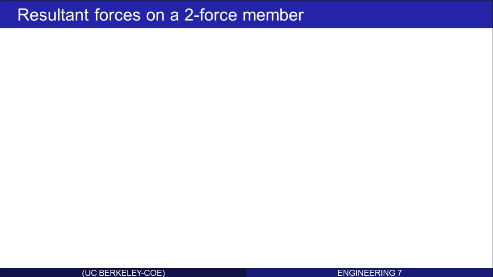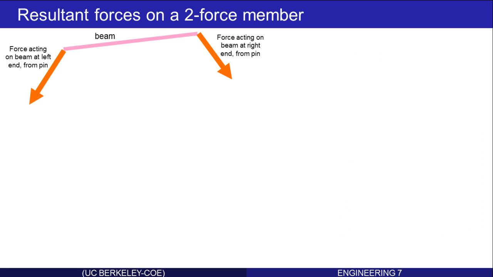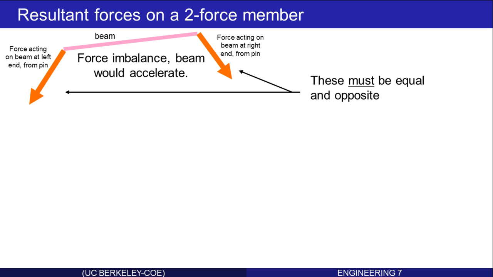Each beam has a force acting on each end from the pin that it's in contact with. So there's a single force on the end of each beam. Here I've drawn a beam with a force acting at its left end from the pin that's there, and a force acting on the right end from the pin that's there. If the situation was as I've depicted here, there's a force imbalance and the beam would accelerate in the downward direction. So these forces actually must be equal and opposite.